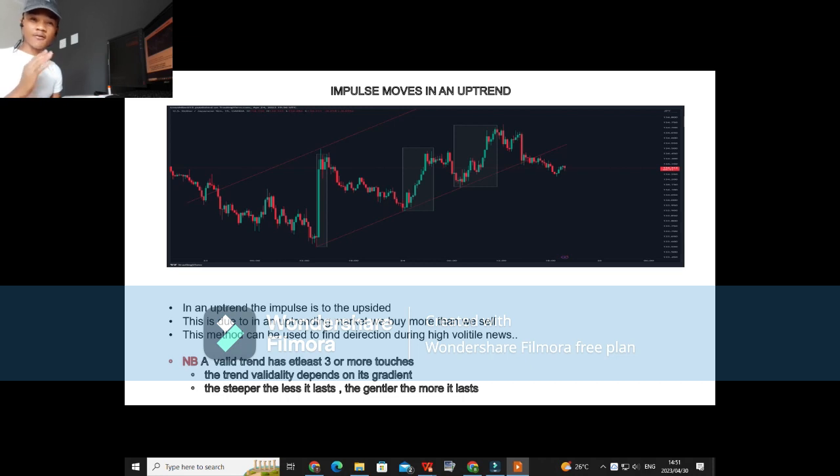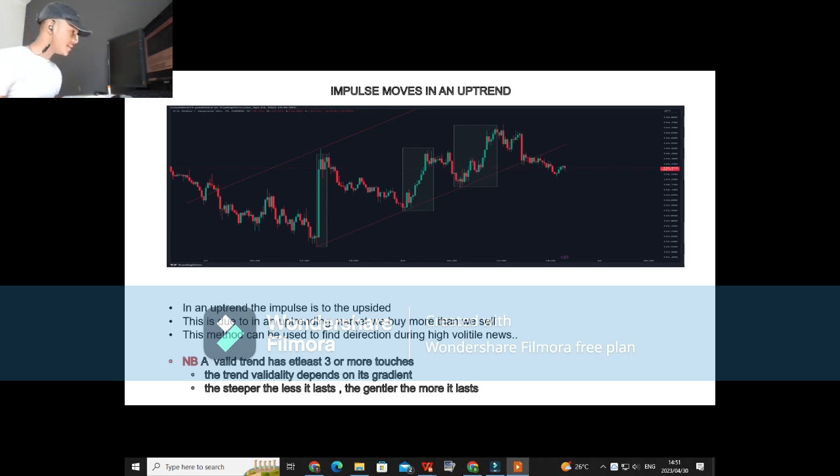So in high volatile news, maybe you are in an uptrend and then high volatile news comes around, right? And we have a correctional move over there. So you put your buy stop in an uptrend, and then when the news strikes, we have a very impulsive move, as you can see over here. This was due to the news because we're in an overall uptrend. As you can see, correction, impulse, right? That's an impulse in an uptrend. It's to the upside.